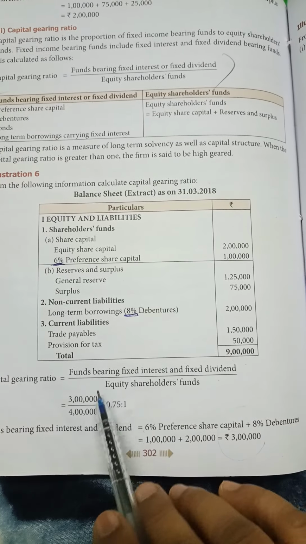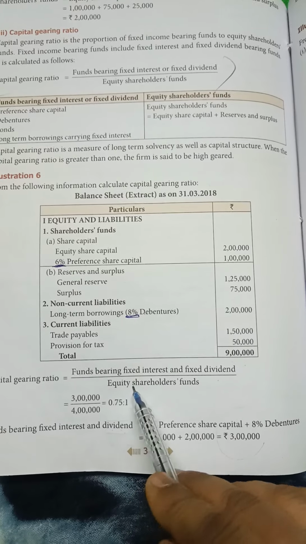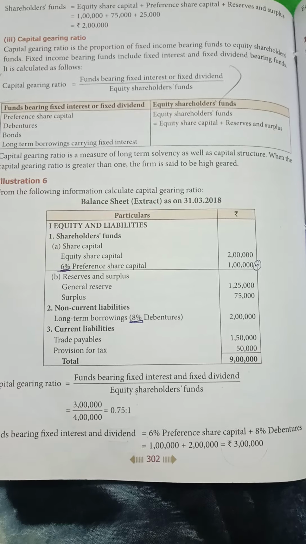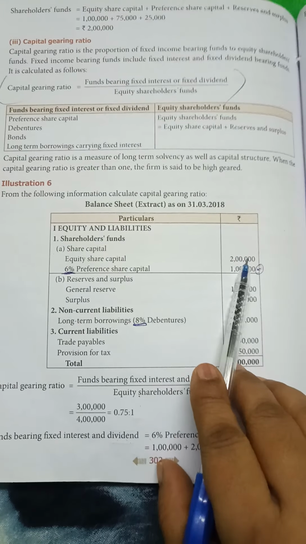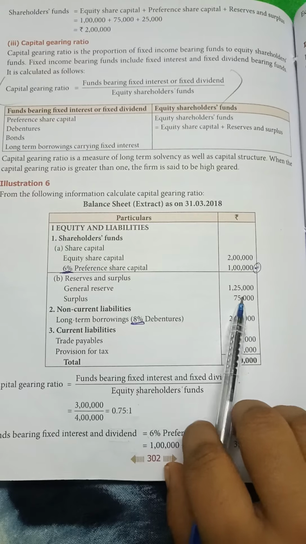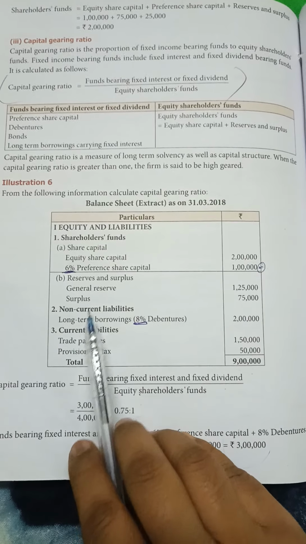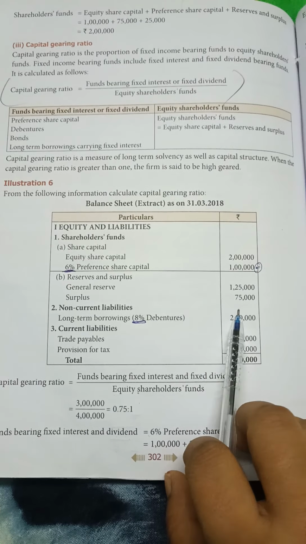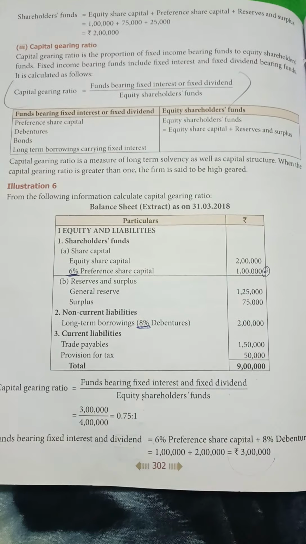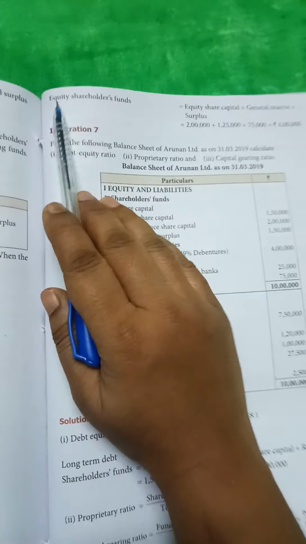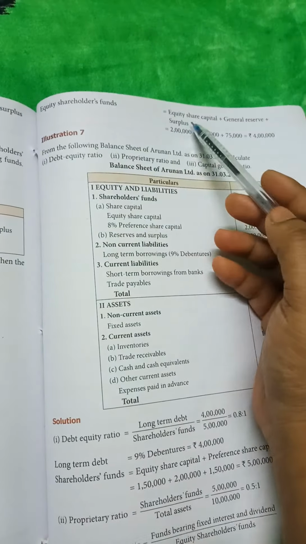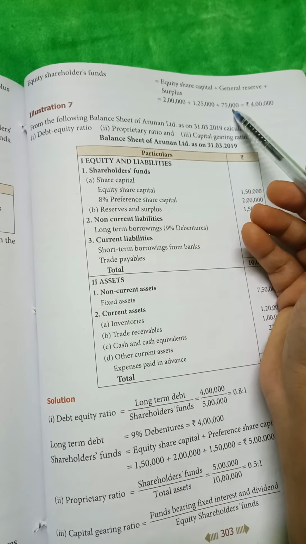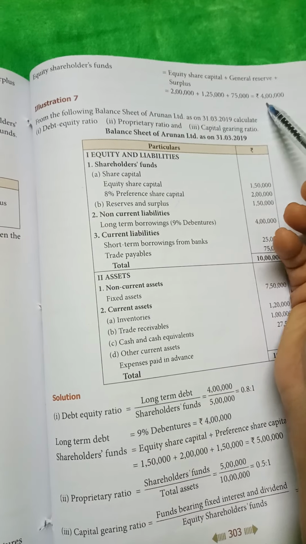Then move on to the equity shareholders funds. Here it is equity shareholders, which means you should not include the preference share capital. Take equity share capital 2 lakhs plus general reserve 1,25,000 plus surplus 75,000. Totally you will have 4 lakhs. So equity shareholders funds is equal to equity share capital plus general reserve plus surplus, which is 2 lakhs plus 1,25,000 plus 75,000, equal to rupees 4 lakhs.